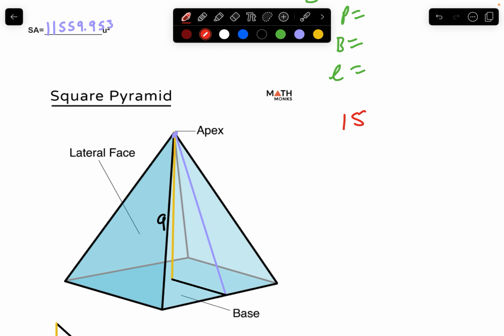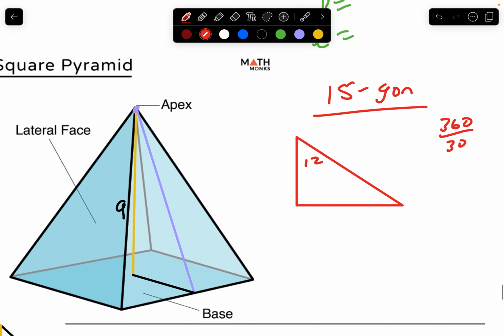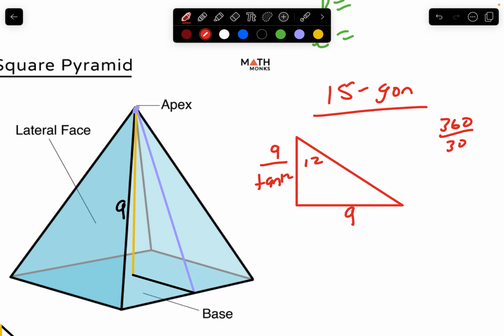How do we work on a 15-gon? We draw a right triangle. We're going to do 360 divided by 30. There'd be 30 of these right triangles, right? I know this is a square, but this is the shape we're working on now. We're working on this right triangle that's on the base. And that's what we do for all polygons. So that would be 12 degrees. And if we know that the base edges are 18, this would be half a base edge. So the apothem is going to be 9 over the tangent of 12.